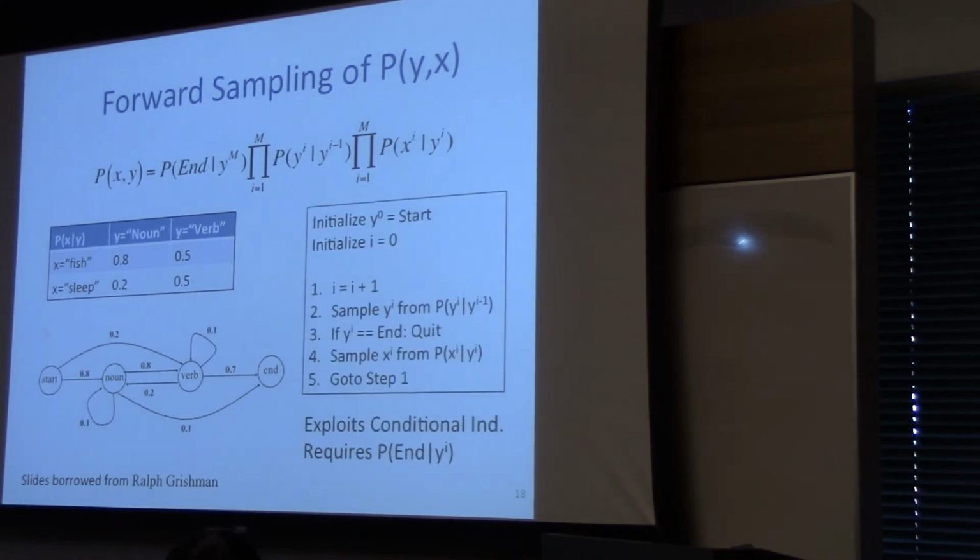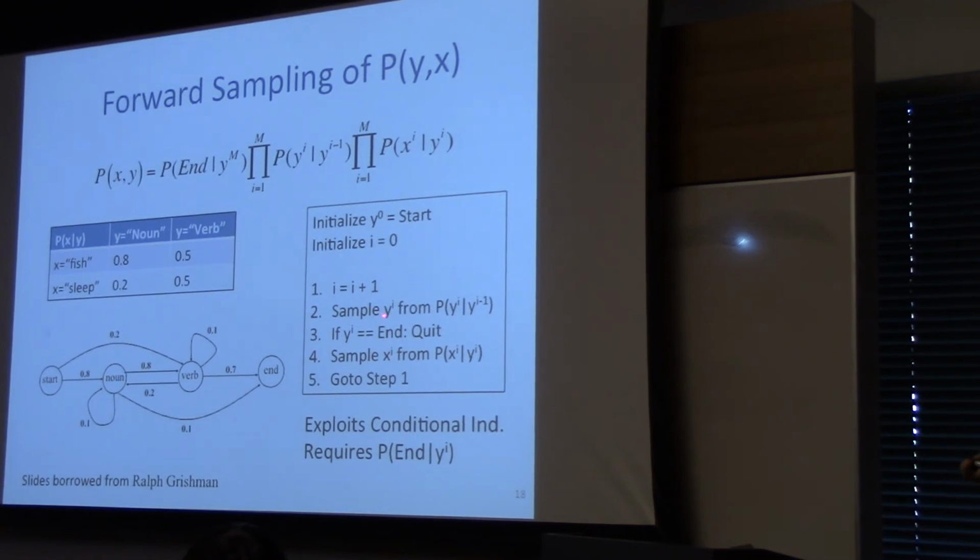Actually quite simple. You initialize the current part of speech tag as the special start state, and you're currently at the 0th word, so the beginning, the start state. You increment your word, your token counter in your sequence. You sample your next part of speech tag according to this distribution, which is represented here. So if you're currently at the start state, you have a 20% chance of sampling verb and an 80% chance of sampling noun. If you sample the end state, then you quit.